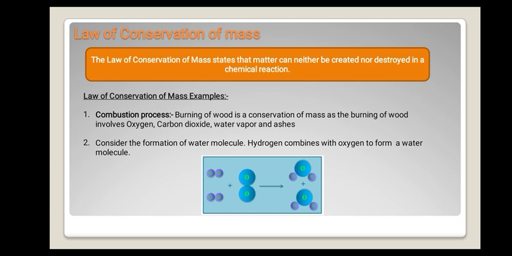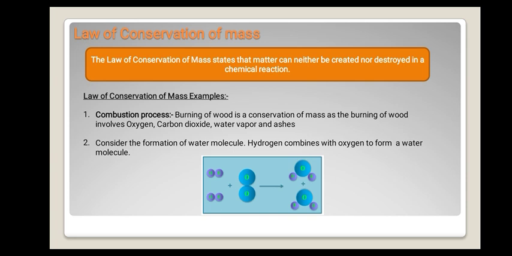Now let's take another example, making of water. Consider the formation of a water molecule. Hydrogen combines with oxygen to form a water molecule. Now in this second example, on the reactant side we have 4 atoms of hydrogen and 2 atoms of oxygen. When they combine, they will make 2 molecules of water. We can see H2O here, 2 atoms of hydrogen and 1 of oxygen.